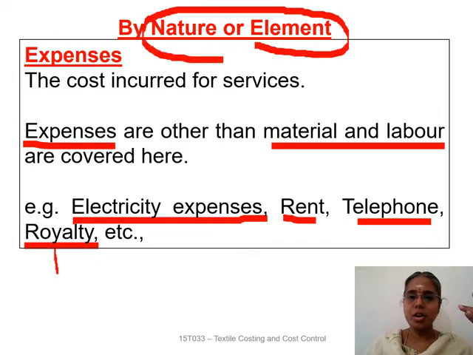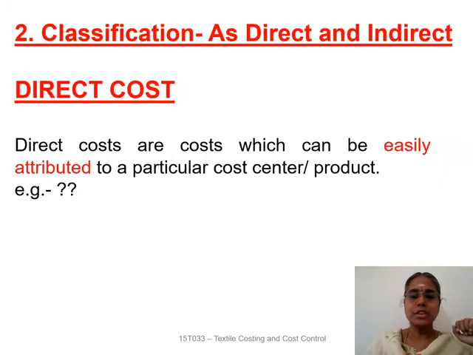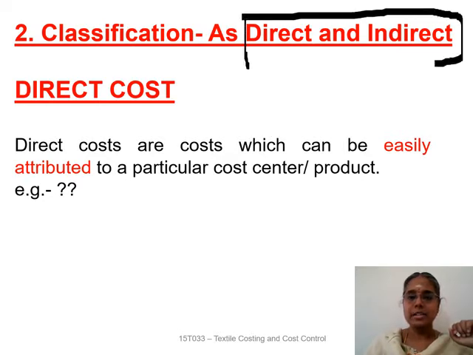So now I hope you are clear that material, labor, and expenses are the classification based on nature, or elemental classification. With this, we go into the next important classification, which is direct or indirect. Direct or indirect is the second important classification.